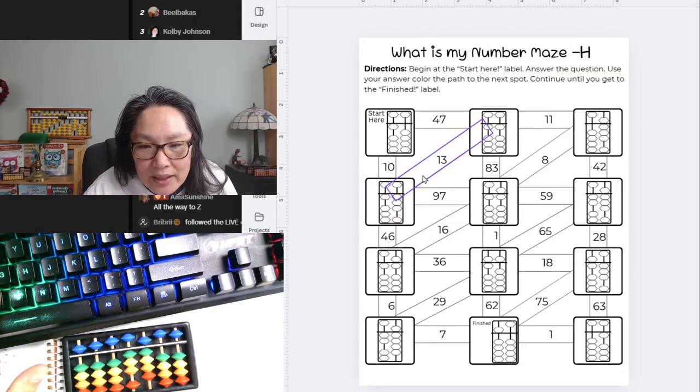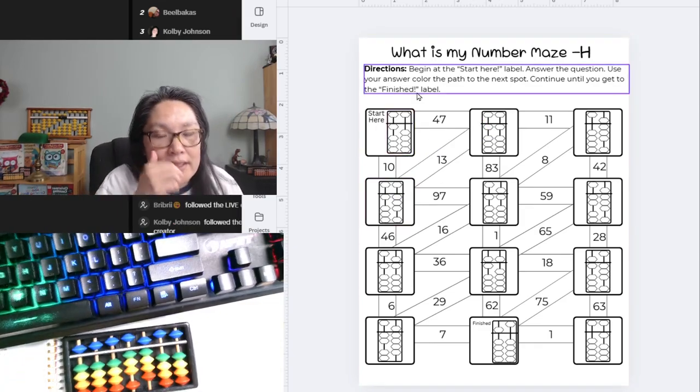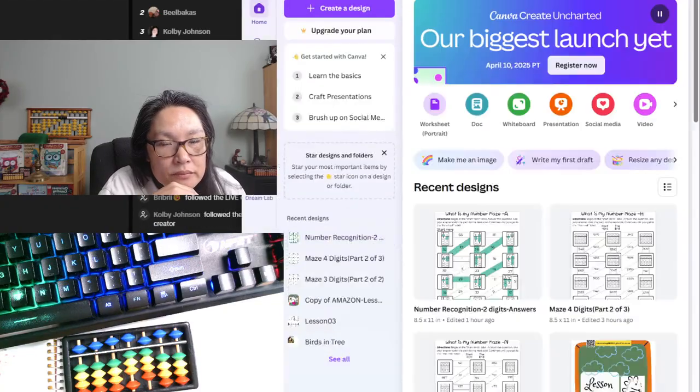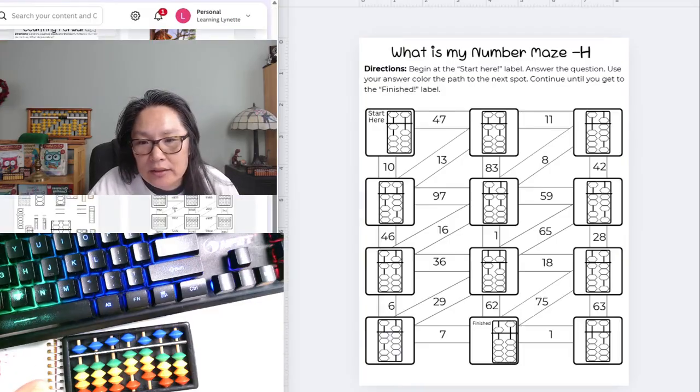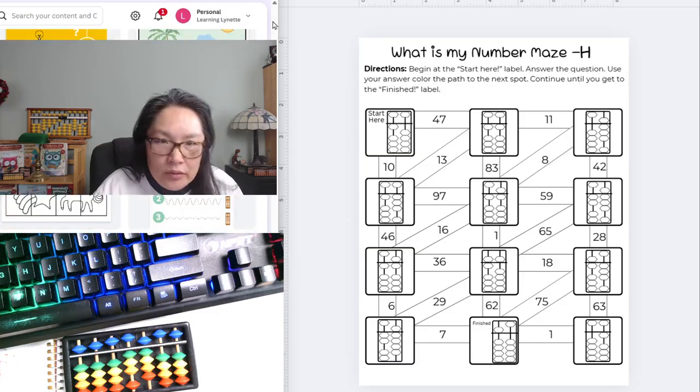It takes time. I love these mazes. Really? Okay. Because within the maze, I have it where they do adding and subtracting. So let me see if I can find an example of adding and subtracting. Oh, you know what? I could do it here.